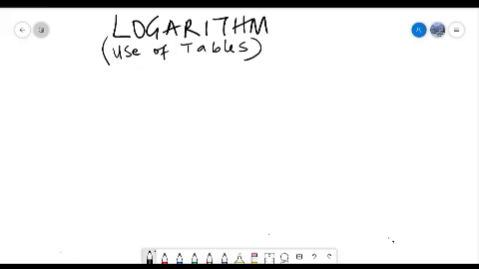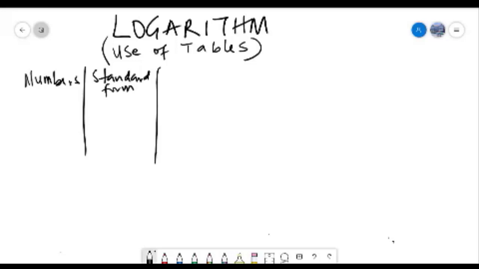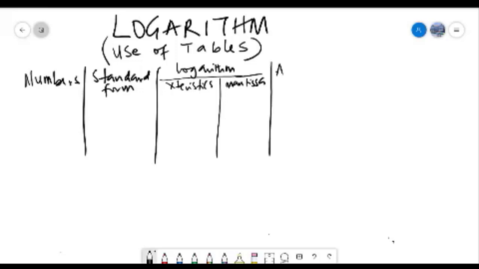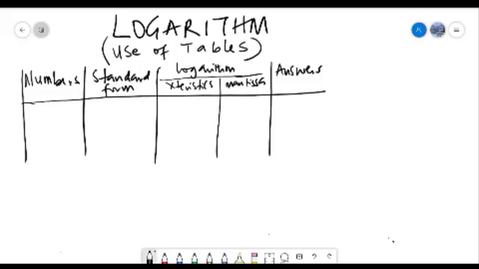Now, I'll give you a table that you must study carefully. If I have in my table numbers, and I have standard form of numbers, and then I have the logarithm of that number. Of course, because I have told you that logarithm is divided into two parts, we have the characteristic and then we have the mantissa, and of course I now have my answers. Now if I have the number 5, I know that the standard form of 5 is 5 times 10 raised to the power of 0.